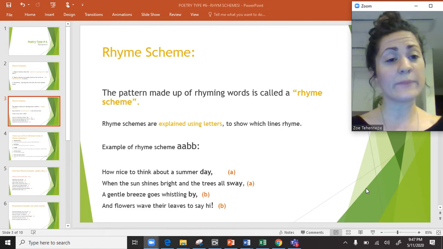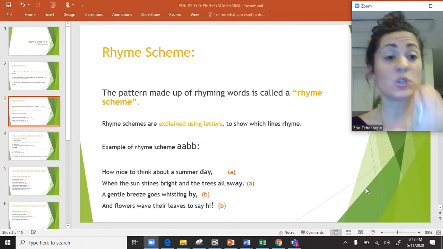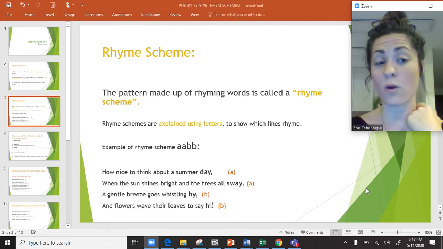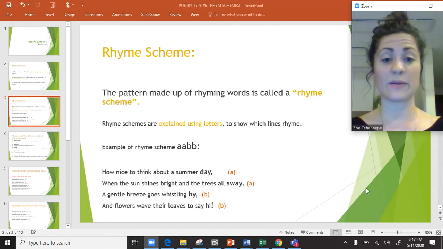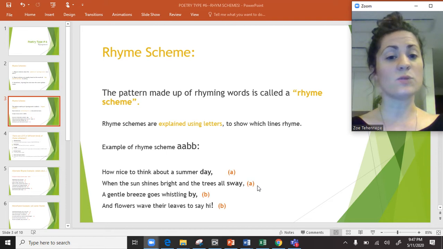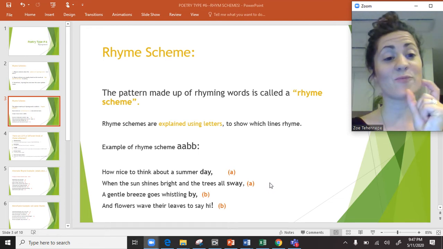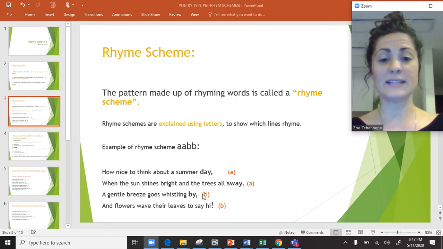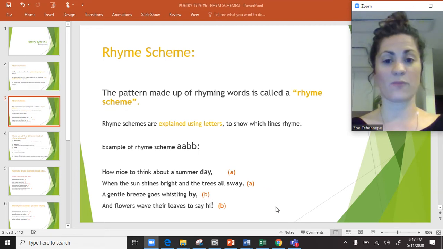And the way that rhyme schemes are shown in poetry, or the way that they're talked about in poetry, is that we use a letter at the end of the line to show which lines are rhyming with which lines, okay? So in this tiny little example here, these two lines that have an A at the end will have the same rhyme sound, and then the two lines that have a B at the end will also have the same rhyme sound.